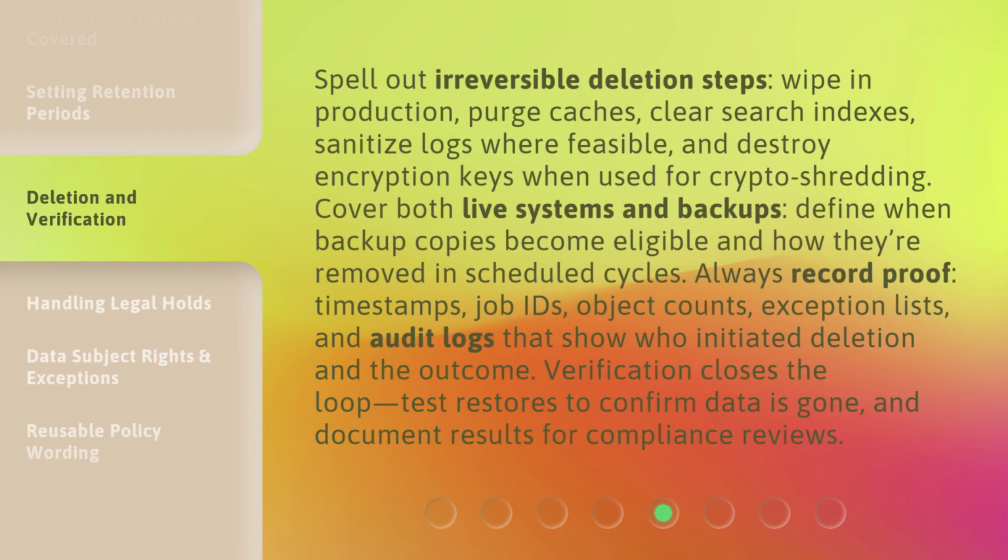Spell out irreversible deletion steps: wipe in production, purge caches, clear search indexes, sanitize logs where feasible, and destroy encryption keys when used for crypto shredding. Cover both live systems and backups. Define when backup copies become eligible and how they're removed in scheduled cycles. Always record proof: timestamps, job IDs, object counts, exception lists, and audit logs that show who initiated deletion and the outcome. Verification closes the loop. Test restores to confirm data is gone, and document results for compliance reviews.